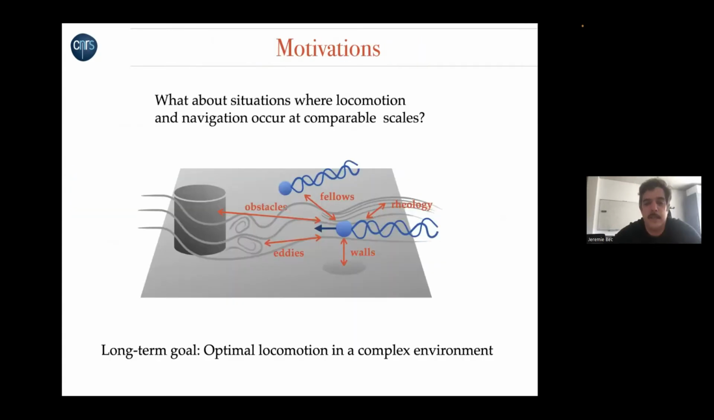So basically, I talked a bit about these motivations. The idea is to be able to treat situations where both locomotion and navigation are occurring at comparable scales. So basically, the scale of the motions, which will be like the size of the flagella, is comparable to the distance of the swimmer with the walls, to the distances with other fellows, then also to distances with all kinds of obstacles, to possible eddies of sizes comparable again to this tail, and of course with the idea in the longer term to be able to address different rheologies. Okay, and the question is how to make optimal locomotion in such complex environments.